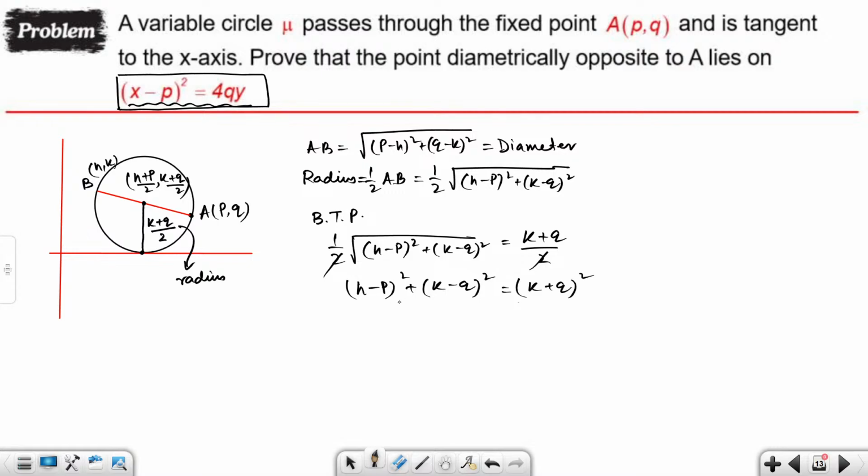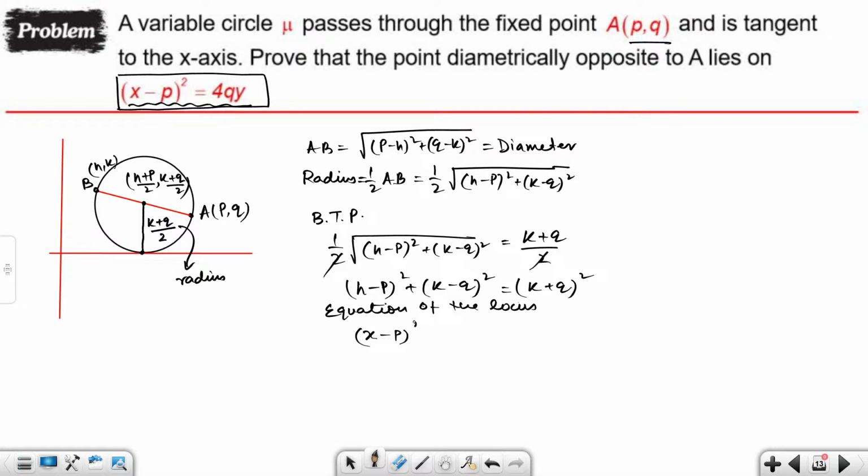Now you see, this is an equation which contains h, k and the constants given. Here the constants are p and q because that's a fixed point. So this will be the equation of the locus. Equation of the locus of which point? Of the point B.